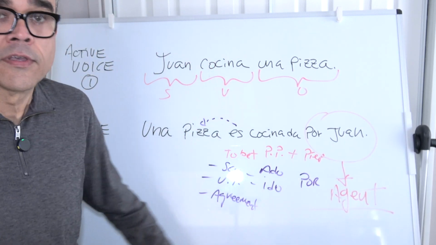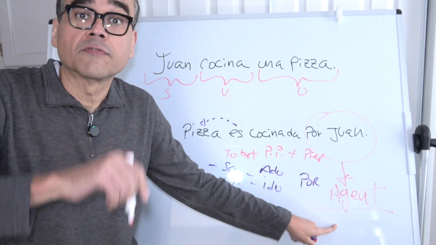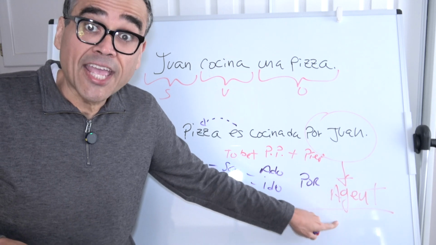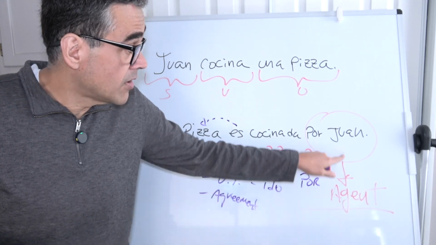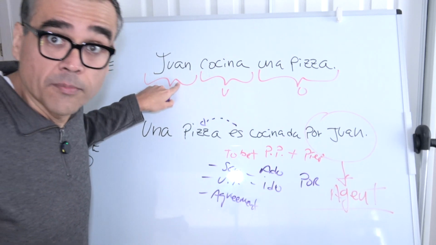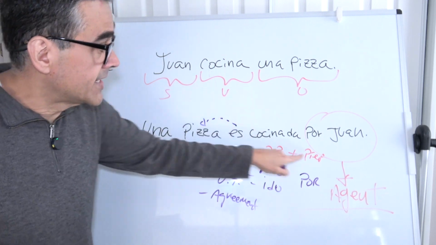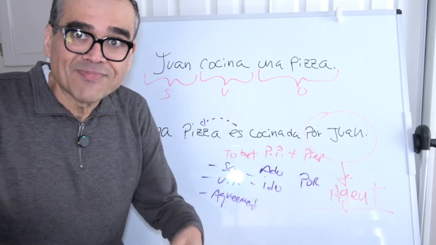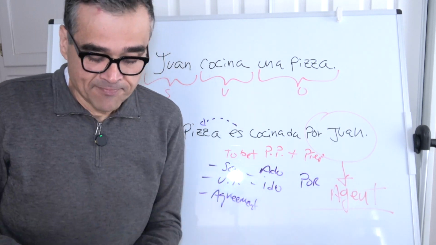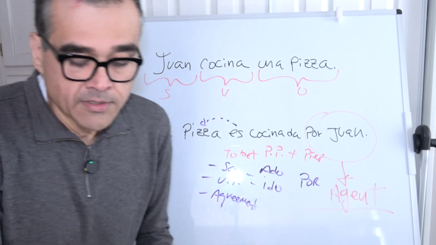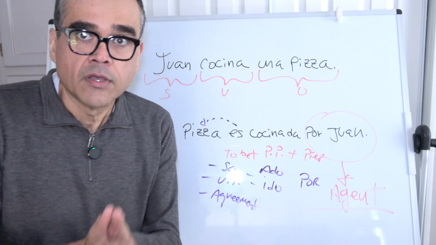Now, can you read this? I don't know if because of the light, but what I wrote here is agent. That's the name of what used to be the subject in the active voice. An agent in the passive voice, the doer. Okay? Well, easy, simple, quick.